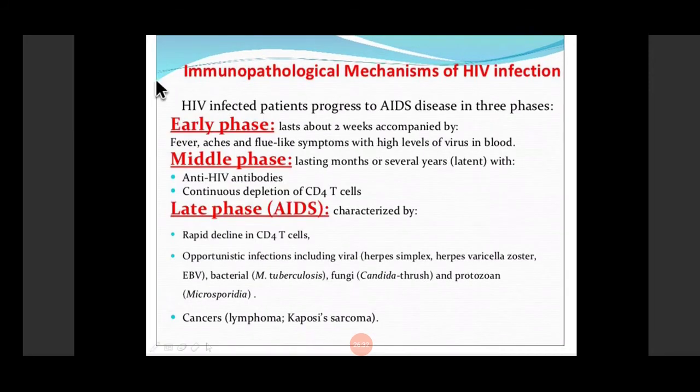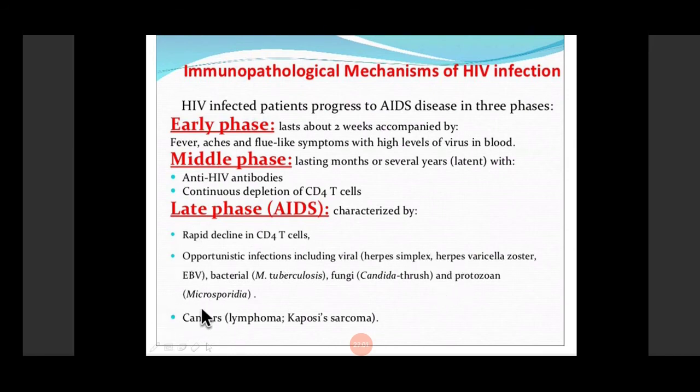So again, the same thing: the early phase usually lasts for 2 weeks. It is accompanied by fever, rashes, flu-like symptoms, and this is called acute viral syndrome. Then the middle phase lasts for months to several years, and these patients usually have anti-HIV antibodies, and there is continuous depletion of CD4 plus T cells. In the late phase, there is rapid decline in CD4 plus T cells along with lots of infections, which we have discussed.